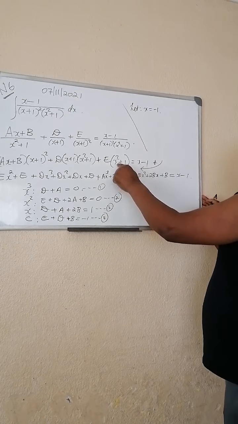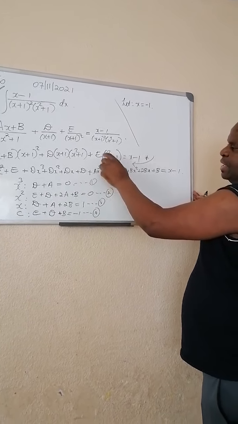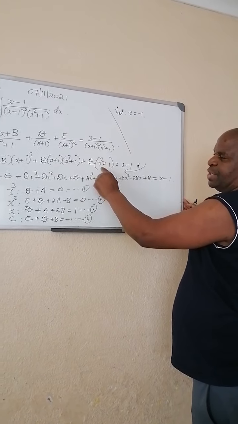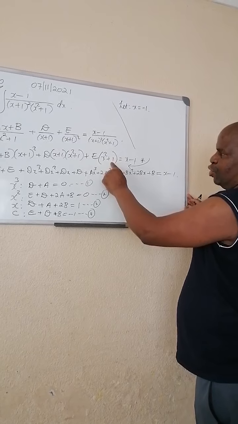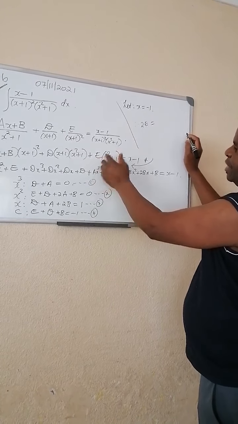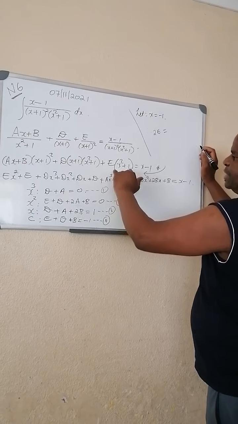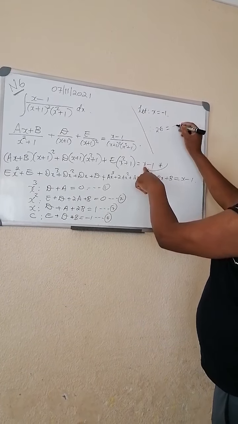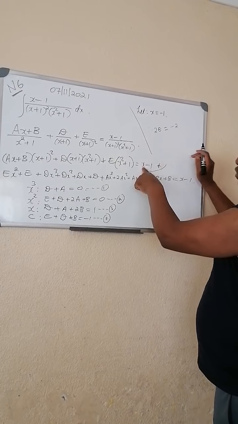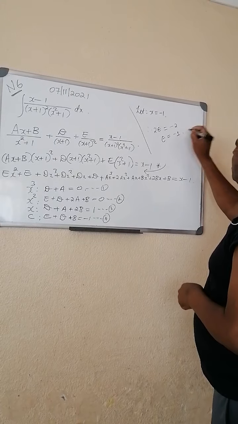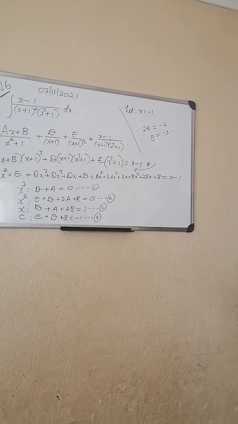Now we come to this bracket. If x is minus 1, what is minus 1 squared? Minus 1 squared is 1, so 1 plus 1 is 2. So I will therefore have 2e. All other things are 0 except this part. If this x is minus 1, then I have this side as minus 2. Therefore, e equals minus 1.